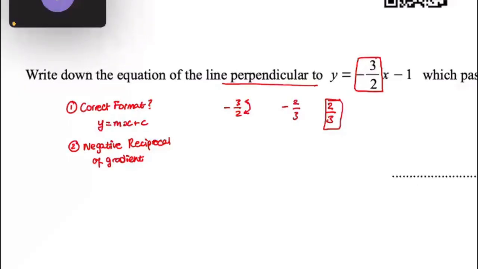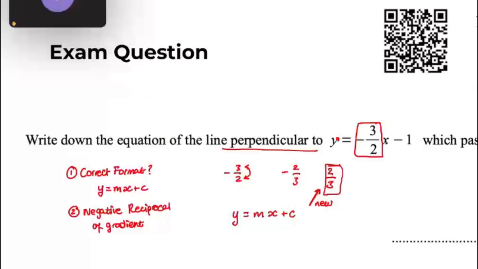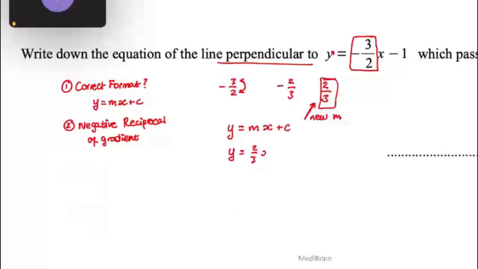Now we're going to construct a new equation. We're going to have y equals mx plus c. We've just worked out the new gradient. This is the new gradient. So we have y equals 2/3 x plus c.